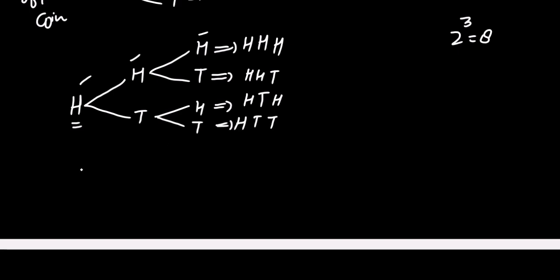Similarly, if you write here the second outcome of the first coin, that is tail, then on the second coin both outcomes are either head or tail. Similarly, the third coin has outcomes head and tail, head and tail.